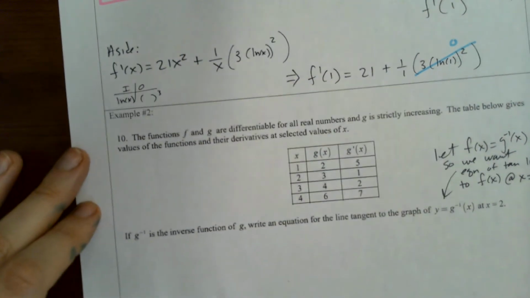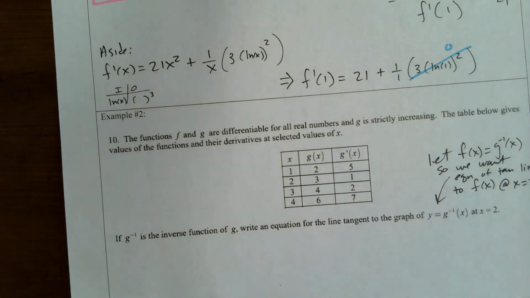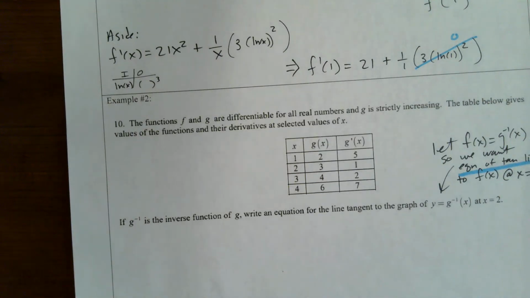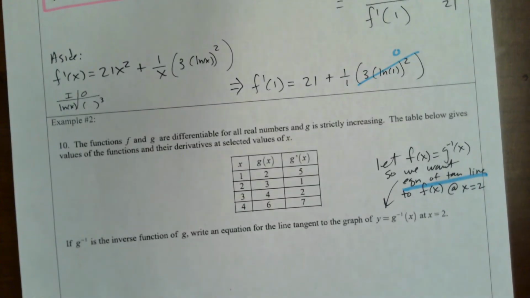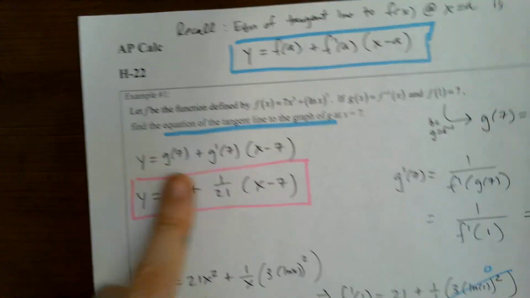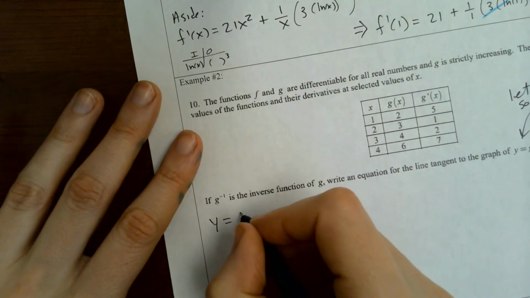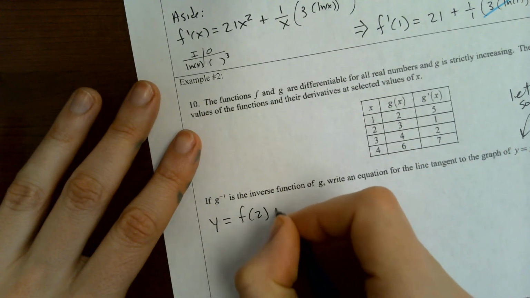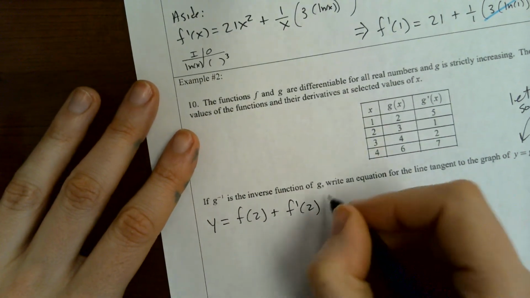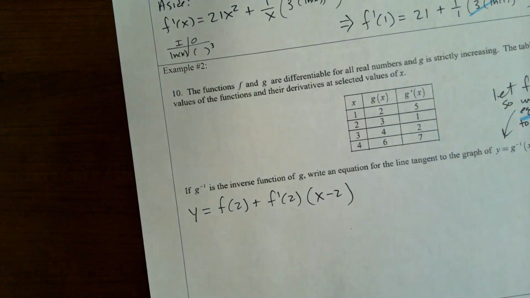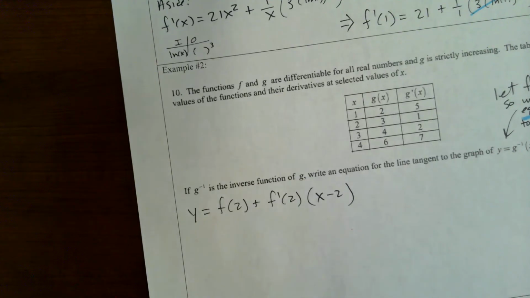So anytime they say equation of the tangent line, it's different than the slope of the tangent line. If they say the slope of the tangent line, they just want the derivative. But if they say the equation of the tangent line, they want you to use this formula: y equals f of 2 plus f prime of 2 times x minus 2. Okay, I need to know what f of 2 is.